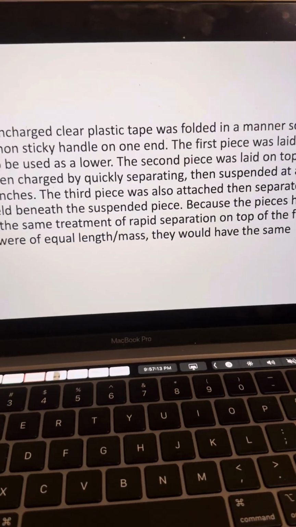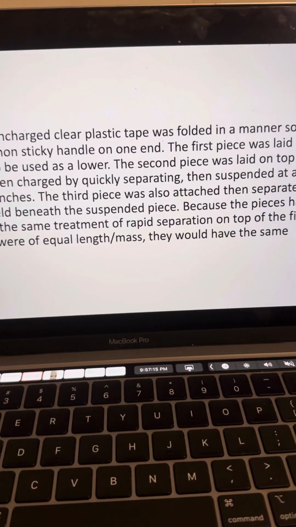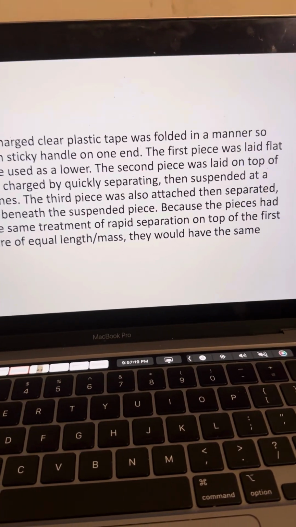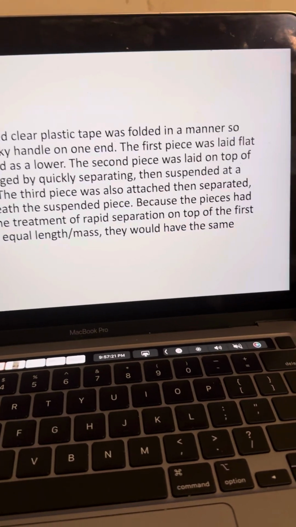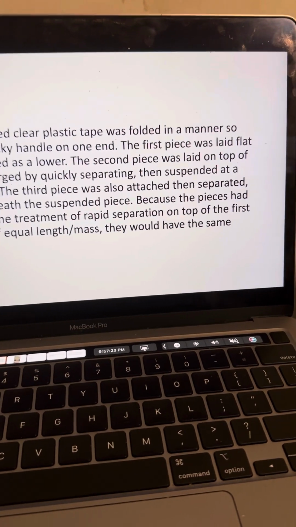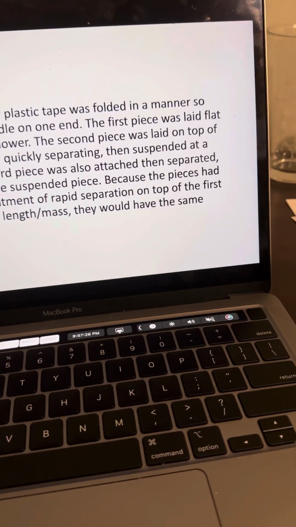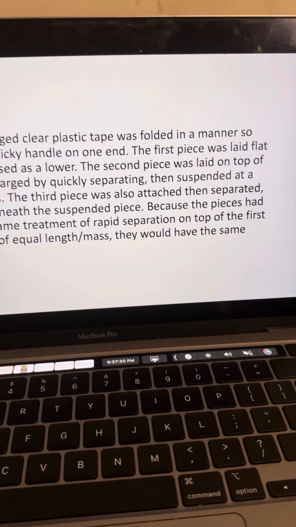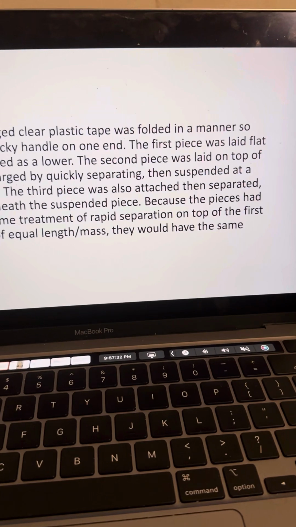So the methods were: 8 inches of uncharged clear plastic tape was folded in a manner so that there was a non-sticky handle on one end, and then the first piece was laid flat on a desk to be used as a lower. The second piece was laid on top of the lower and then charged quickly by separating, then suspended at a height of 8 inches.